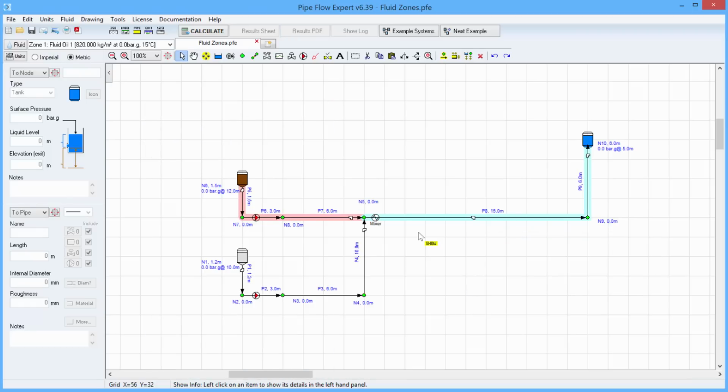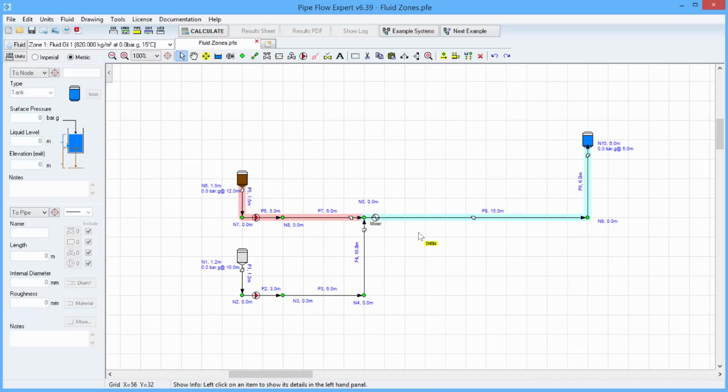Therefore, the calculations of flow rates and pressure losses for different parts of the network will need to use different values for density and viscosity. This can be achieved by defining different fluid zones for different sections of the system and specifying different fluid properties for each fluid zone.